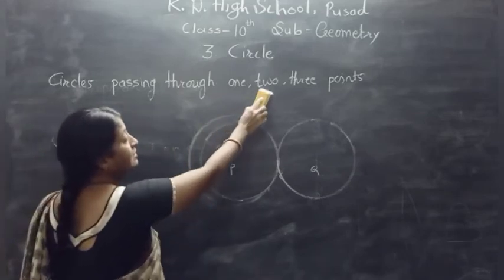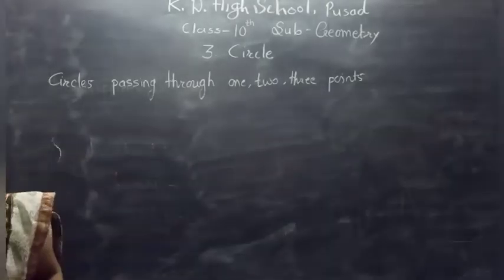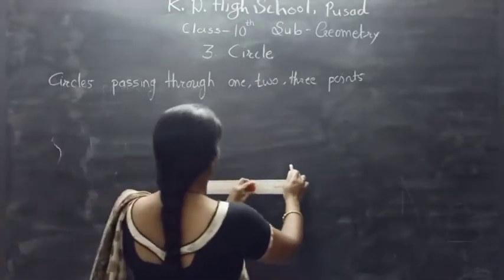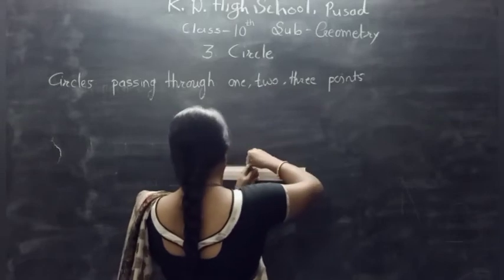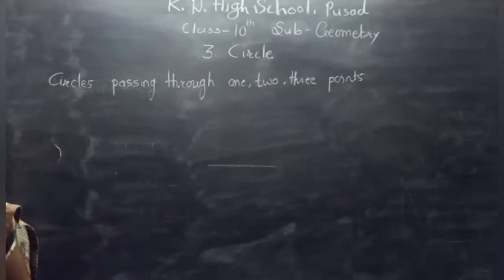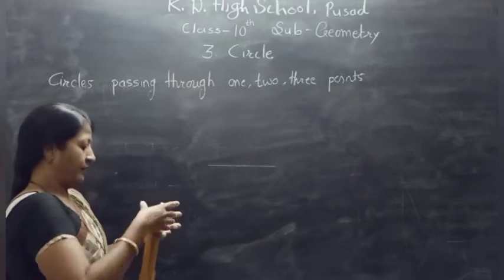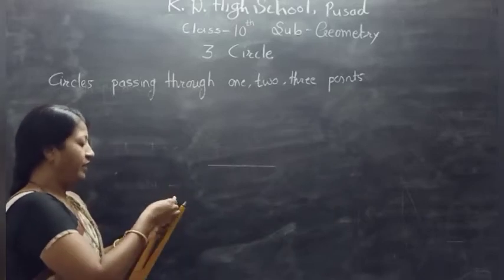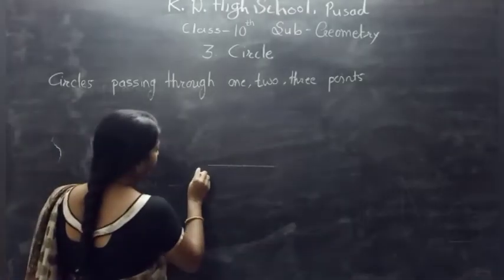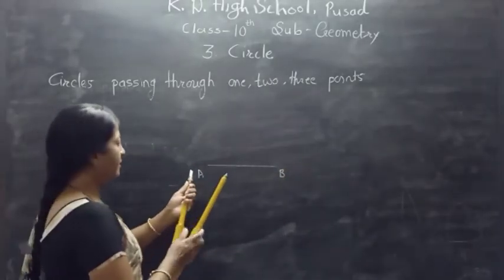Now how many circles can be drawn through two different points? See here. First of all, how to construct this. This is the practical. In your practical book, we use one segment, and first of all, draw the perpendicular bisector of this segment. So we have to draw the perpendicular bisector of segment AB.